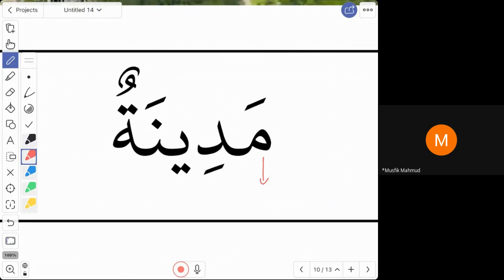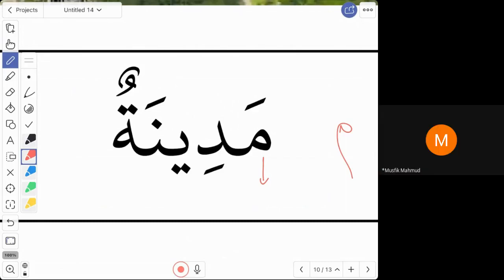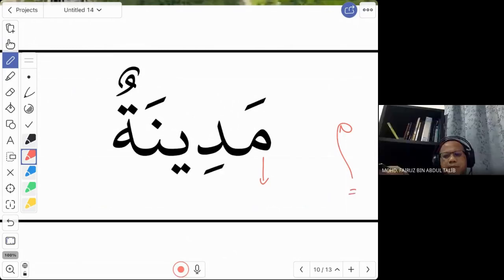Sorry, sir, I don't know. This letter. Mim. Okay, represented by the letter mim. The second letter. This letter. Dal, the D letter. Okay, good. Next letter.